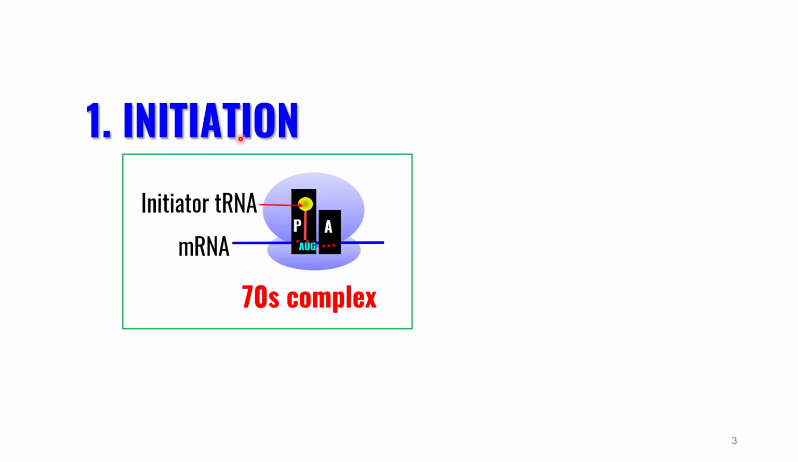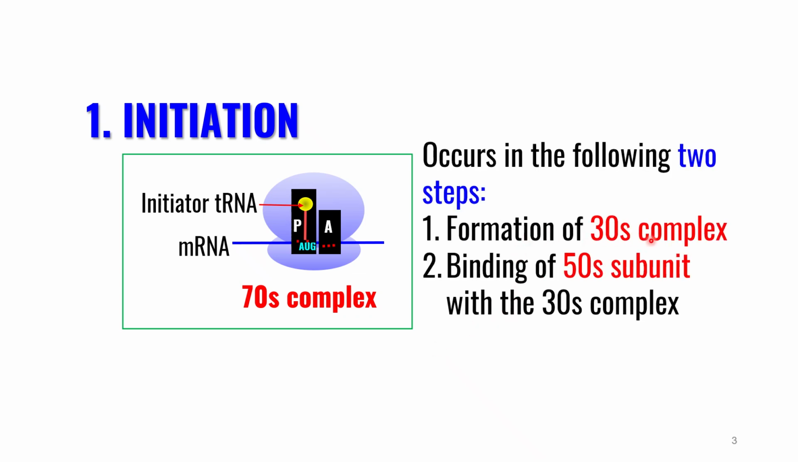As the cell receives the signal for translation, ribosomal subunits are assembled together with messenger RNA aligned with its AUG or start codon to the P site, over which the initiator tRNA is placed. In this structure, the A site is empty and this is known as the 70S complex. This is formed in 2 steps. The first step is formation of the 30S complex, and the second step is binding of the 50S subunit with the 30S complex, and this requires the involvement of 3 factors or proteins. They are known as initiation factors.